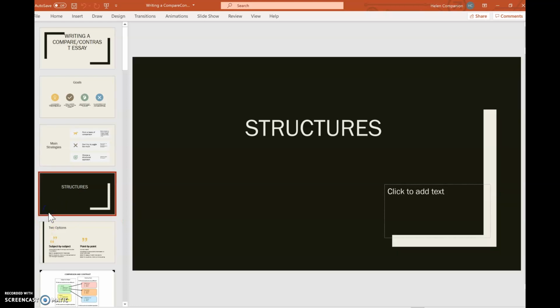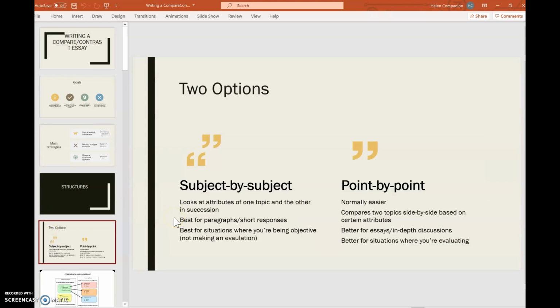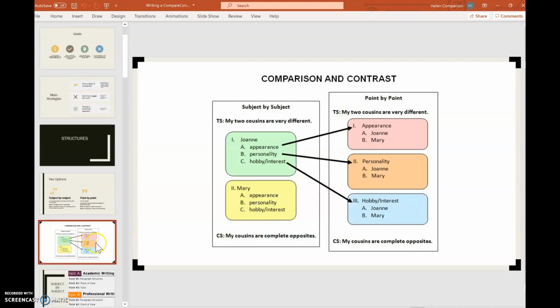So there are really two ways to approach a compare-contrast paragraph or essay: subject by subject and point by point. Subject by subject looks at attributes of one topic and the other in succession. It's best for paragraphs and short responses, or for situations where you're being objective rather than making an evaluation. Point by point I find easier. It compares two topics side by side based on certain attributes. It's better for essays and in-depth discussions, or when you're evaluating one option over another to assess whether or not it's better. These are not mutually exclusive. You will have some overlap between them, but it's still a good idea to choose one or the other.